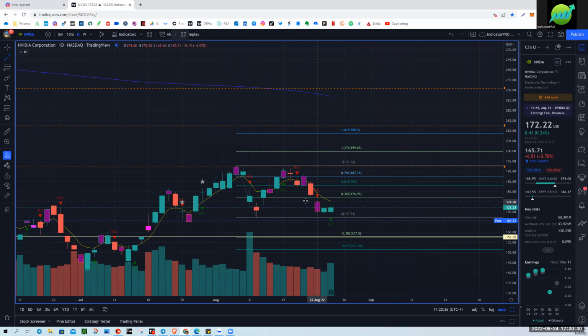Okay, and then here the next Fibonacci level happens to be 382.